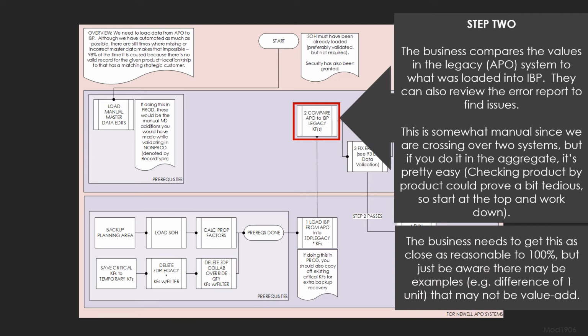The business needs to get this data as close as reasonable to 100%, but just be aware there may be examples, for example, difference of 1 unit, they may not be value added.